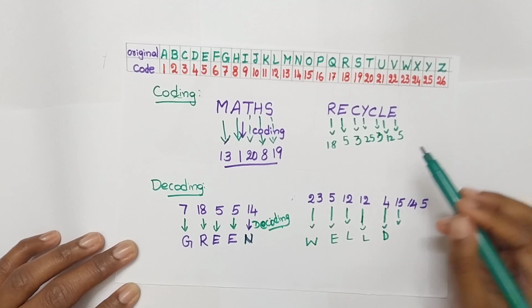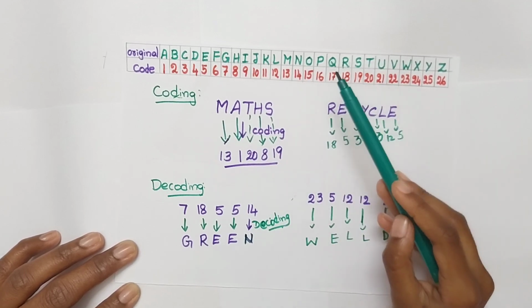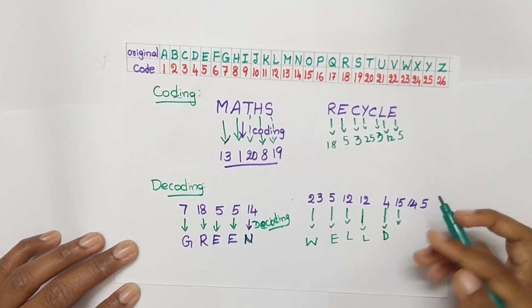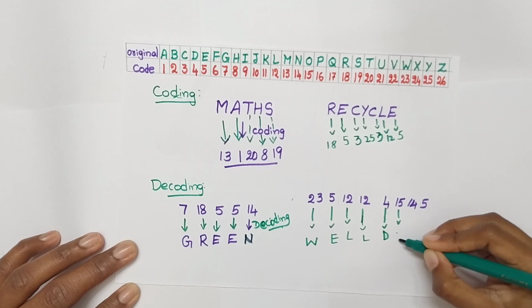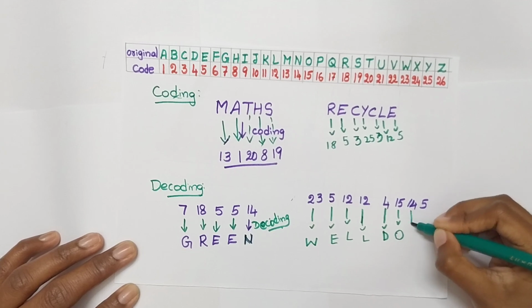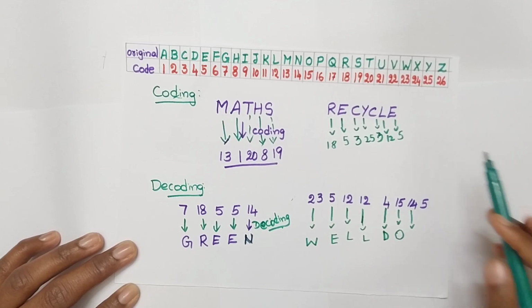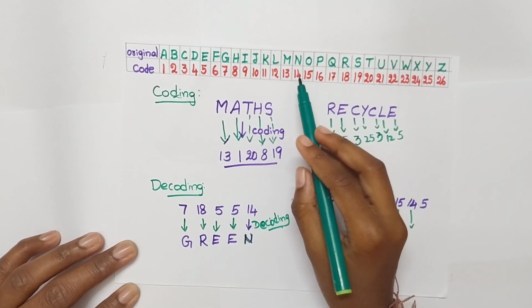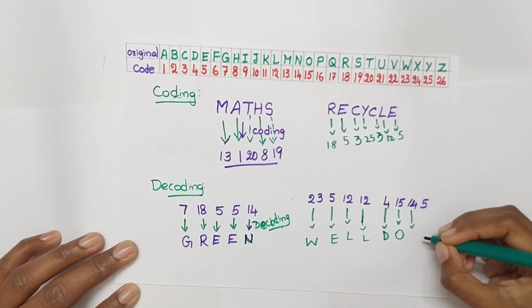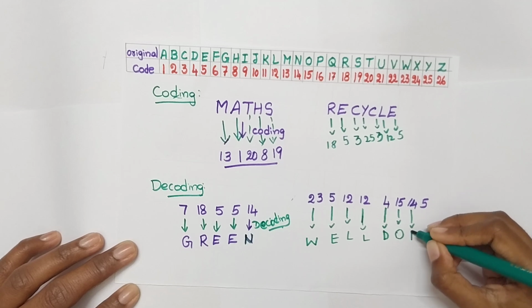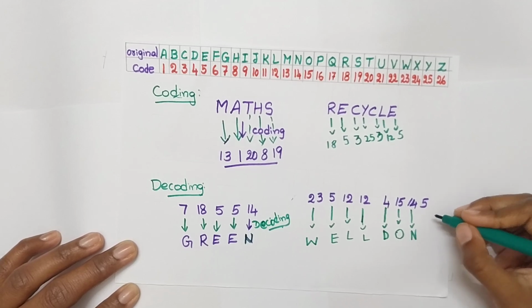Where is 15 in the second line? Here's 15 in the second line. Now we have to decode 15 and write O. Only 2 numbers are there. Where is 14 in the second line? Here's the 14 in the second line. So we have to decode 14 and write N.